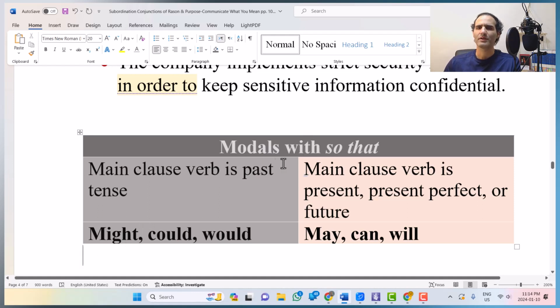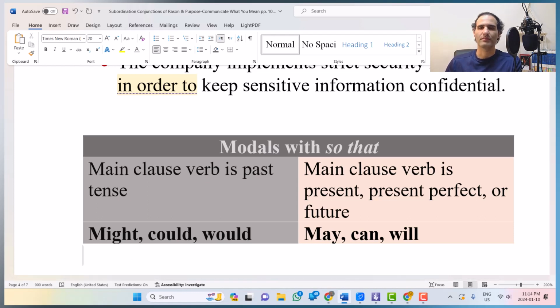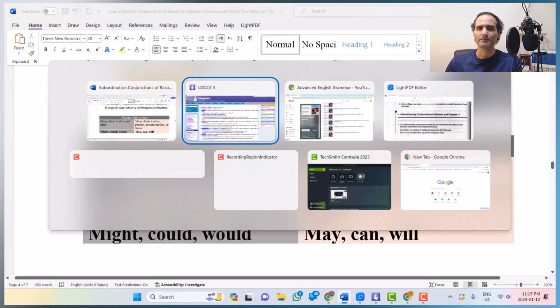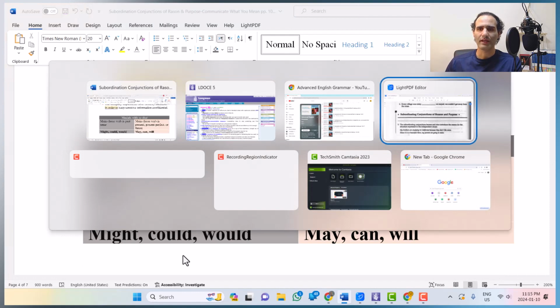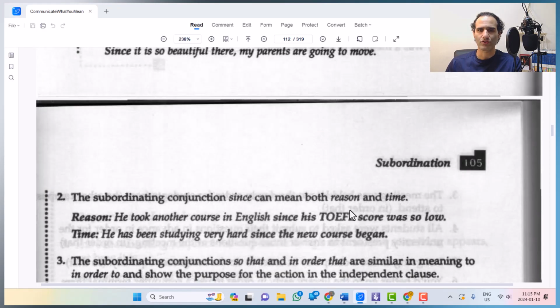What is the difference between so that and in order that? They are the same. In order that is a little more formal and usually employs may and might. In order that is formal and usually uses may or might. Any difference with the meaning with so that? No, they are the same. Got it? So before going to the exercise, here I just show you the book.